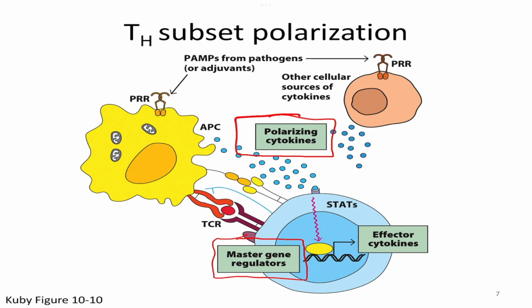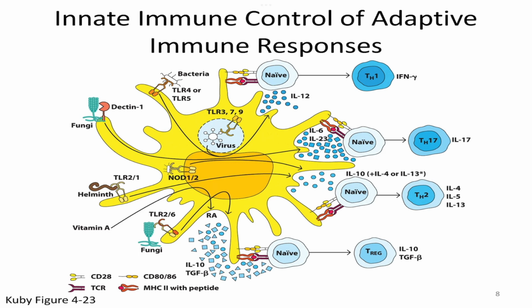When that transcription factor is turned on, that allows the cell to start transcribing effector cytokines, which are the unique cytokines that are produced by that subset of cells. And so when we think about our helper T cell subsets, for each, you want to make sure that you can name the polarizing cytokine, the transcription factor or master gene regulator, and the effector cytokines. Then you'll also see that each of those different effector cytokines has a particularly important role in some types of immune responses.